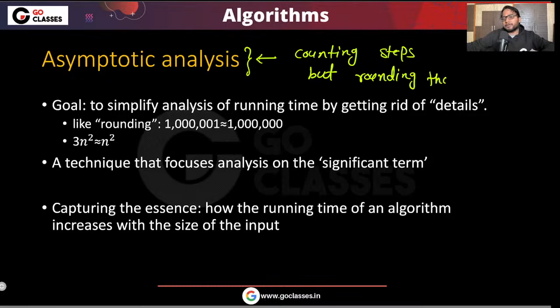Is this clear to everyone? Let me know. Is this okay? Okay, great. So now let's see the asymptotic analysis in greater detail, right? Let's continue now.